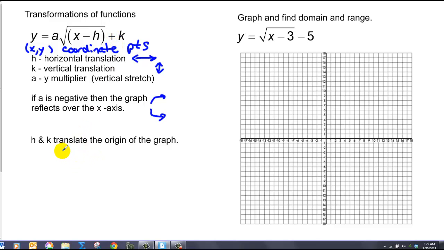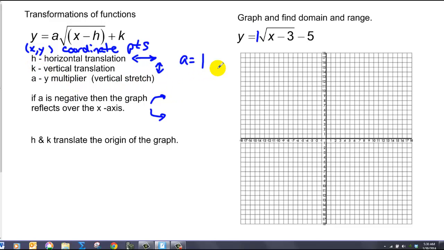So what I'm going to do is note that h and k basically translate the origin of the graph. So let's identify h and k, and a for that matter, in this function. I look in front of the radical sign and I see there's no number here. It can't be a 0 because the whole term would be 0 then. So it must be a 1. So my a value is equal to 1, which means my y multiplier is 1, and anytime I multiply anything by 1, it remains the same. So my y values will never get multiplied by anything.